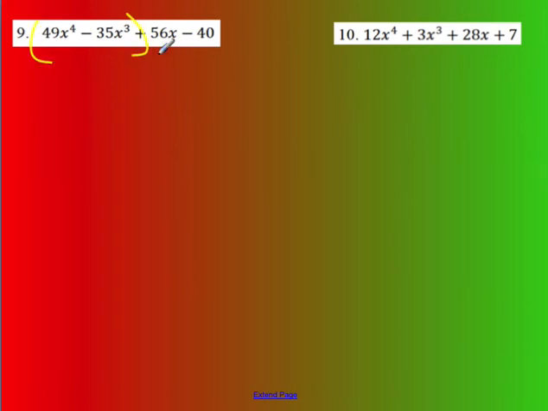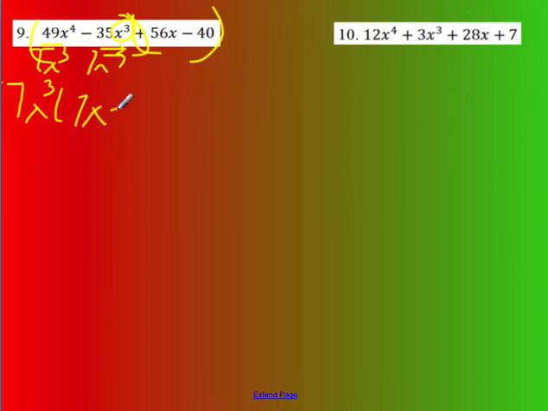So factoring this by grouping. Between 49 and 35, I'm going to divide out a 7, x to the 4th, and x cubed. The smallest number of x's that I have is x to the 3rd. So I'm going to divide each term by 7x to the 3rd. 49 divided by 7 is 7. X to the 4th divided by x to the 3rd is just x. Negative 35 divided by 7 is going to give me negative 5, and those x cubes are going to cancel.